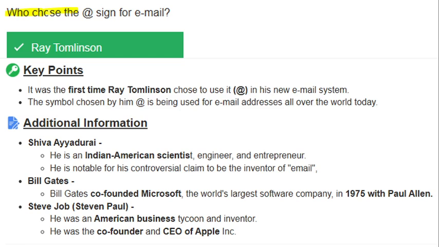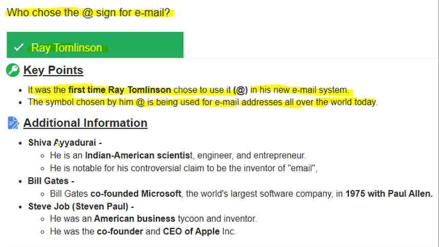Who chose the @ sign for email? Ray Tomlinson. Ray Tomlinson was the first to choose to use @. In his new email system, the symbol chosen by him is being used for email addresses all over the world today. Who chose the @ sign for email?